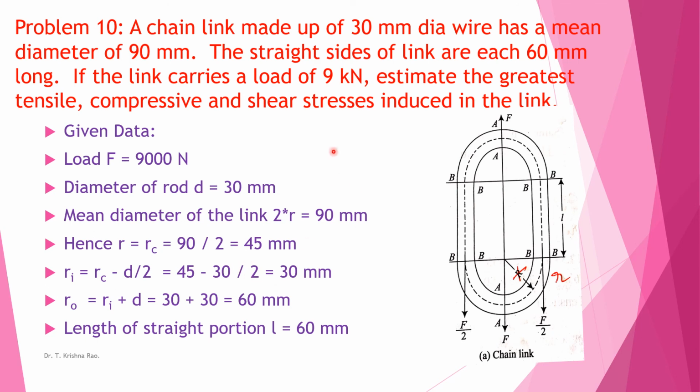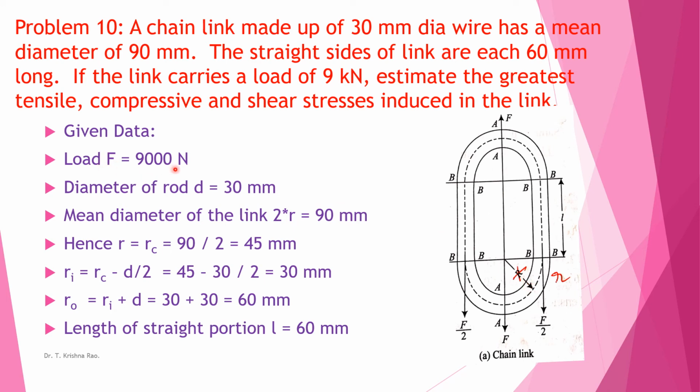So this is one chain link that is given, a chain link made of 30 mm rod. We have taken a 30 mm rod and formed it into a link like this, with a mean diameter of 90 mm. Mean diameter means from the center of this side to the center of the other side. From center to center is the mean diameter. So mean radius is nothing but your R. From here to the mean line is the mean radius R.